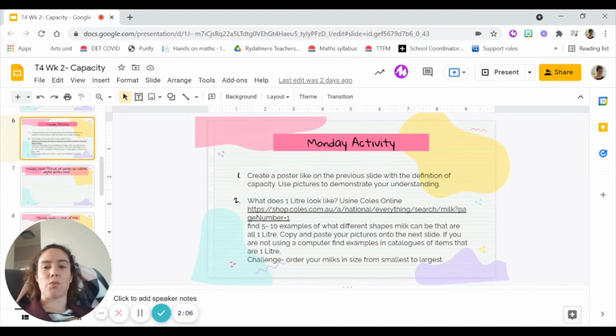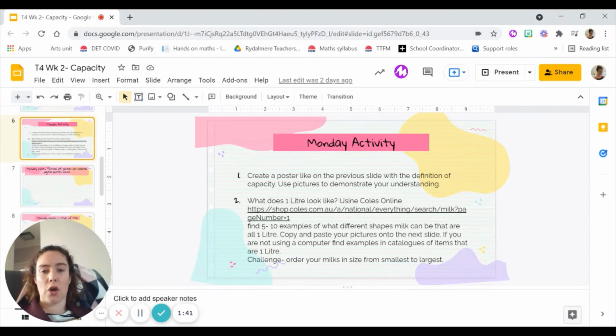The second activity is what does 1 litre look like? Using Coles online, find 5 to 10 examples of what different shapes milk can be that are all 1 litre. Copy and paste your pictures onto the next slide. If you are not using a computer, you can find examples in catalogues of items that are 1 litre. And the challenge is you could order your milks in size from smallest to largest, but they're all going to have the same capacity of 1 litre.